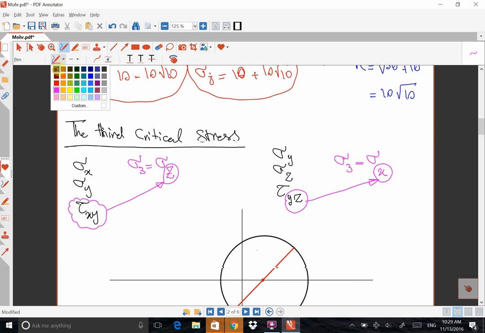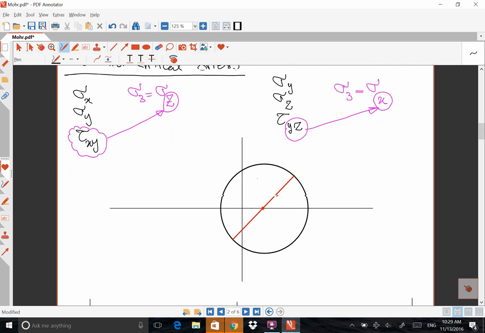Let's study a third case before I go to the general one. For example, I have sigma x, sigma z, and tau xz. So in this case, the third critical stress is whatever I cannot see here, which is y.